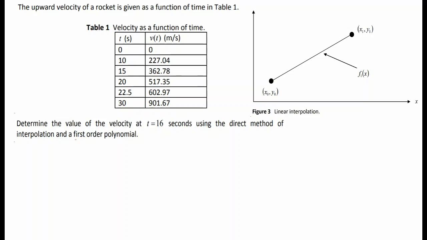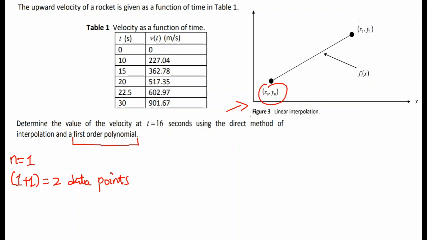So now let's focus on this. The question says we should use a first order polynomial. That means our n is equal to 1, right? So in that case, we will need n plus 1 data points, which will be 2 data points. So we will need 2 data points. If you're using two data points, you're going to have linear interpolation, and this will be the graph for the two data points. You have x0, y0, x1, y1, and this will be the linear function.